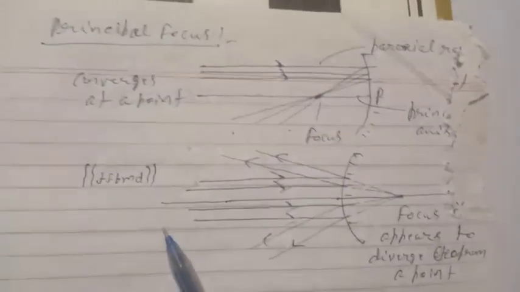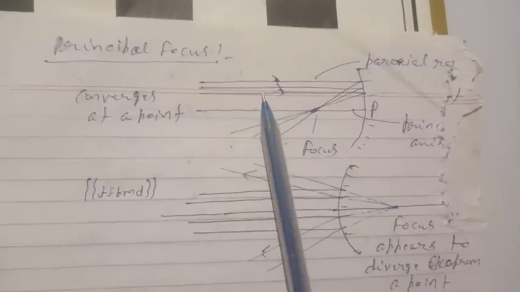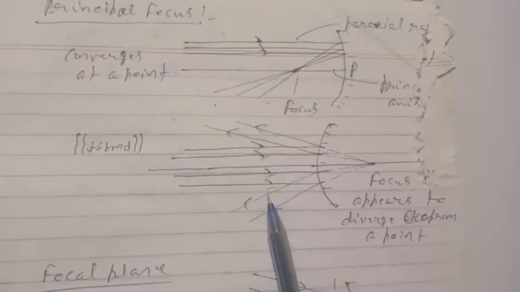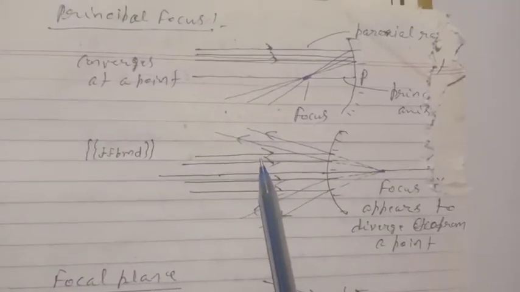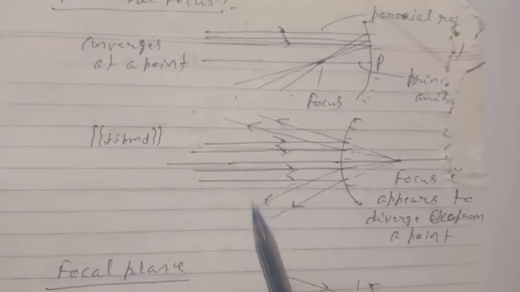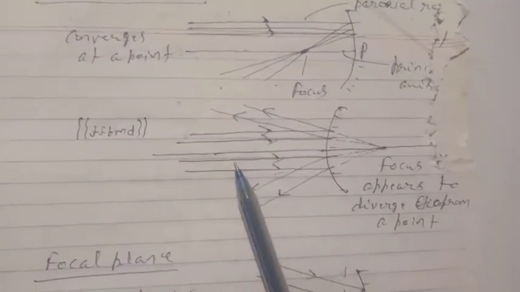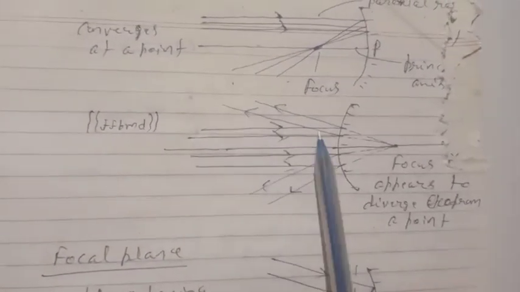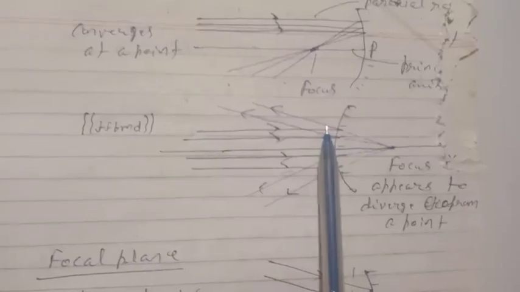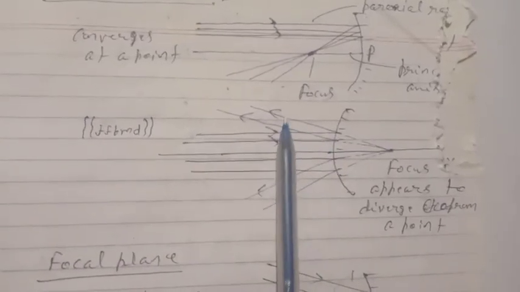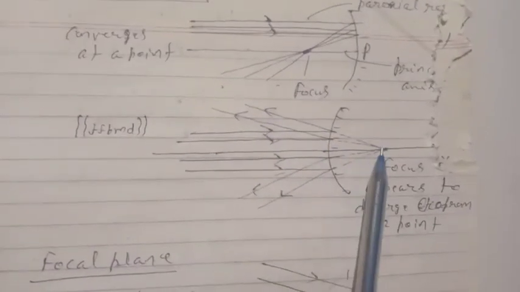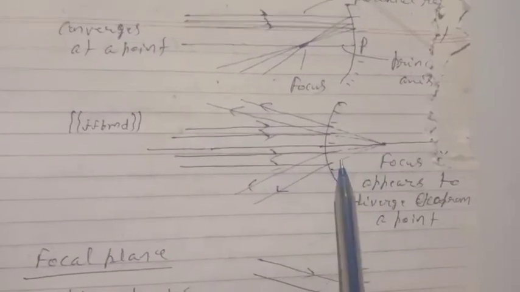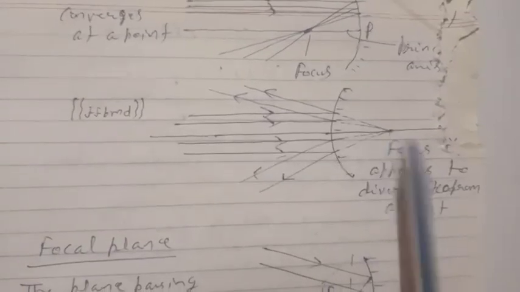Here, this is the situation for a concave mirror, and this is the situation for a convex mirror. That is, the rays converge or appear to converge at a point, and then it will be called the focus of the mirror. In this case, this is the parallel ray, and after reflection, the reflected light appears to be coming from this point, so this point will be the principal focus.